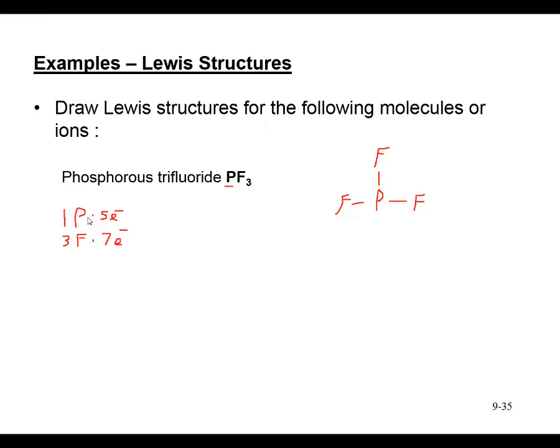Okay, so if I take 1 phosphorus times its 5 valence electrons, I have 5 valence electrons from all the phosphorus atoms. If I take the 7 valence electrons for each fluorine times the 3 I have, I'm going to have 21 valence electrons for all of the fluorine atoms. So if I add these up, I have a total here of 26 valence electrons to build my structure out of. Let's see how many I've used so far. 1, 2, 3, 4, 5, 6. I've only used 6 valence electrons so far. So that tells me I still have 20 valence electrons to build my structure out of.